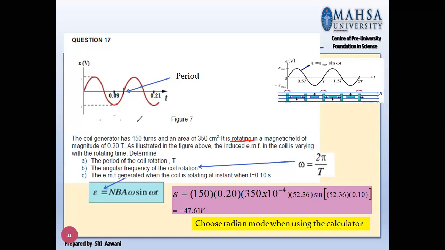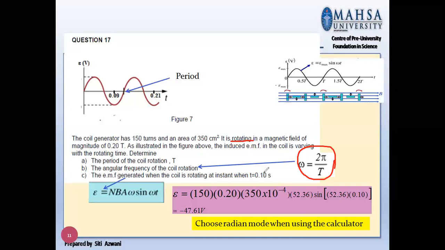Next question B, angular frequency, which is omega. Omega is equal to 2 pi over T. Substitute the value of the T from A into your equation here to calculate the omega. Next question C, you want to calculate the EMF generated, or the induced EMF, when the coil is rotating at the instant when t is equal to 0.10 second.